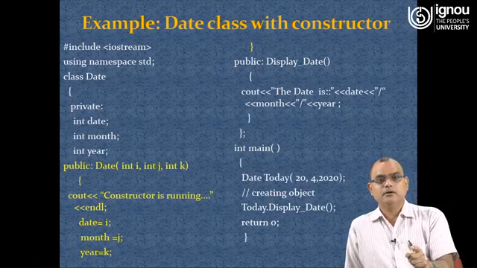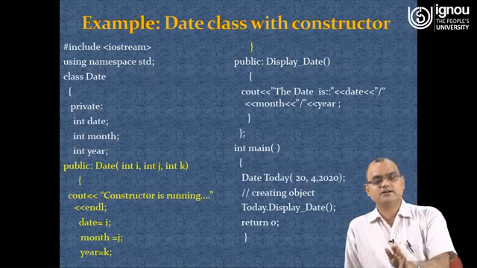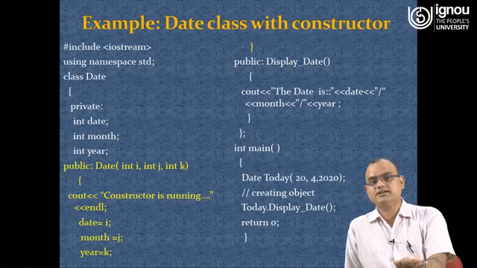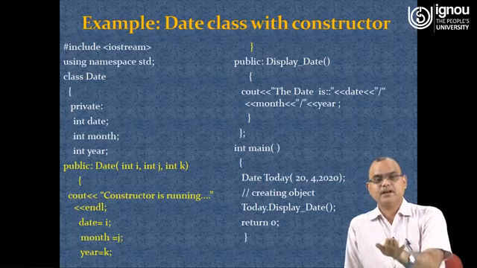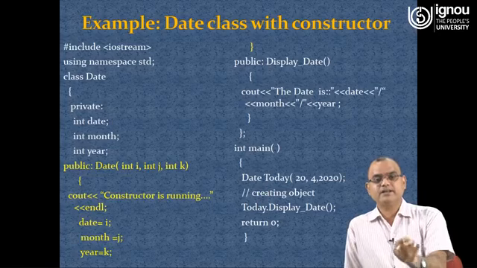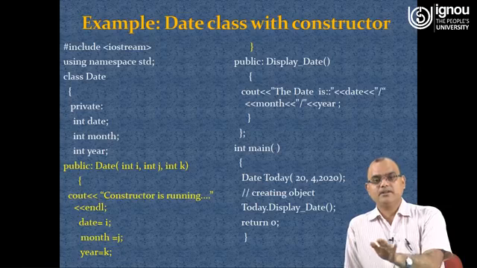Now see, one constructor we have defined, and this is a parameterized constructor. How many parameters we are passing in this constructor? 3. So these 3 parameters we have passed, and on the basis of that, a specific date object has been created, and after creating that particular date object, the name of the object here we have kept today.